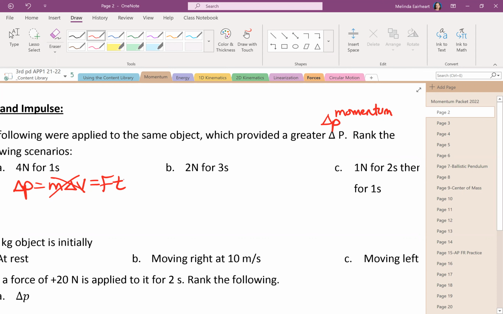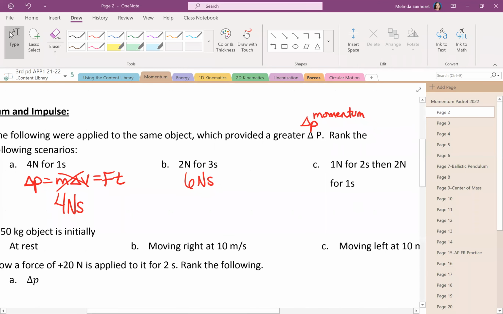4 times 1, 4 Newton seconds. B would be 6 Newton seconds. Those are constant forces. But what makes C a little trickier, it's not a constant force. I've got 1 Newton for 2 seconds, and then immediately following 2 newtons for 1 second. What do we do with that?